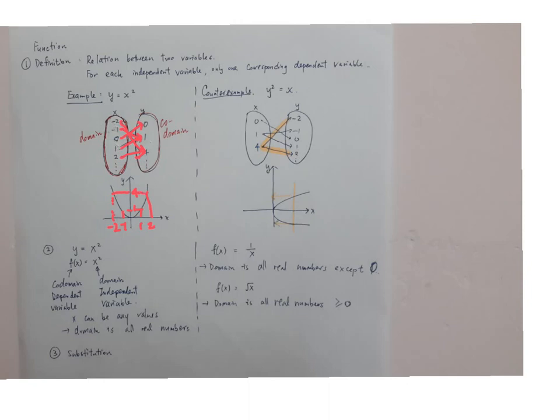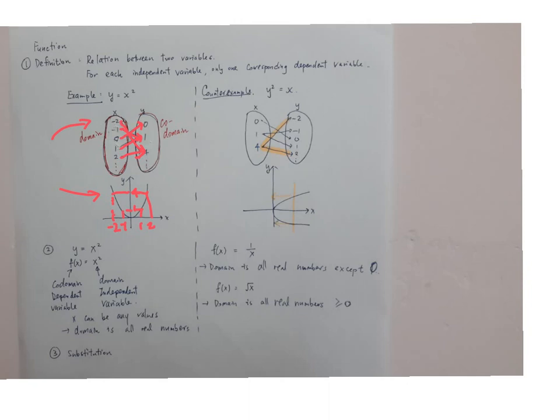So in this case, you can see that no matter how you draw the picture, there is one and only one corresponding dependent variable. 每一個 x 只能夠有一個 y 嘅啫。So in this case, this is a function.